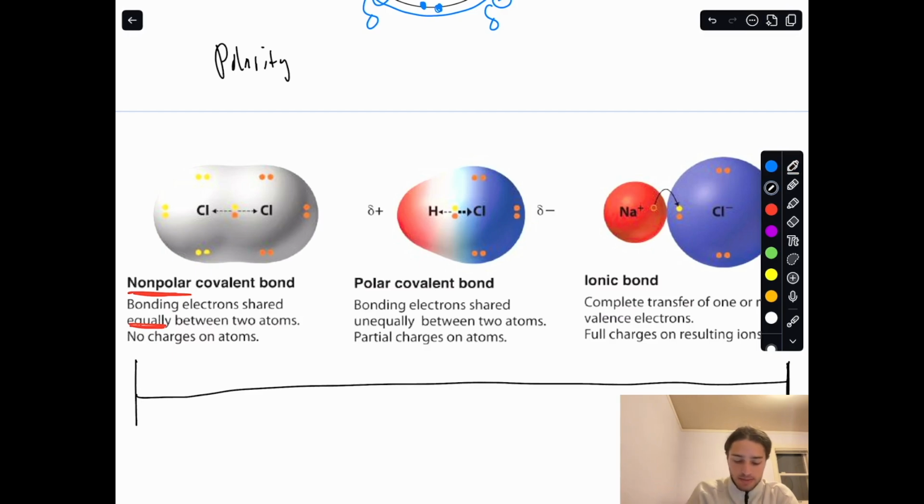And notice that the example they give is Cl2. So it's two chlorines that are bonded to each other. It makes sense that that would be nonpolar, because if they're both the same element, they're going to share their electrons equally. Not only do they have the same effective nuclear charge, but they're literally the same. There's no difference. So the electrons are just going to orbit equally.